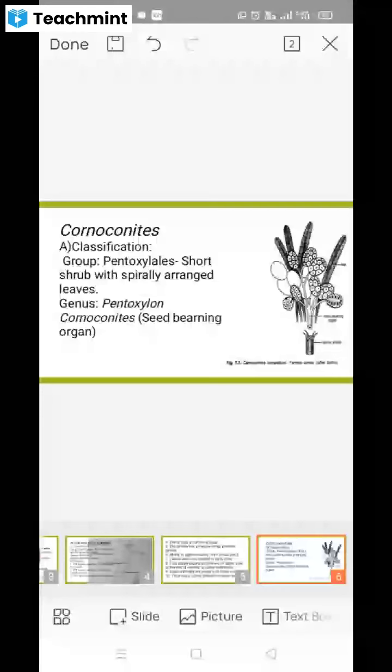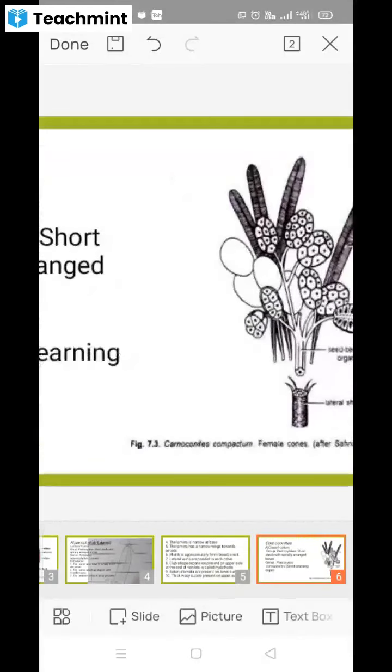So the third specimen is the Cornoconites. First of all write its classification, that means group Pentoxylales, short shrub with spirally arranged leaves. Then genus Pentoxylon Cornoconites, that means seed bearing organ, which is also called the female sex organ. So here is the figure of the Cornoconites.